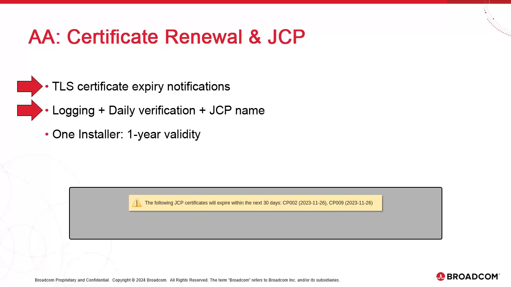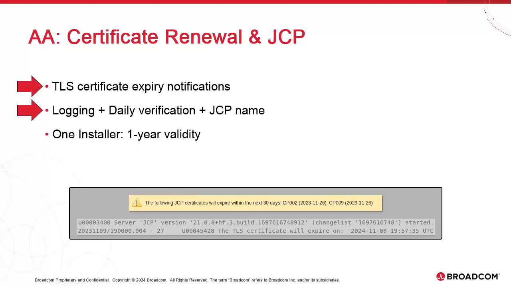If the certificate expires, JCP won't start, AWI and agents can no longer connect, and so administrators will want to stay on top of this. Irrespective of the situation, the date of expiration is always written to the JCP log. Also, notifications now include the names of the JCPs. This is a new feature of the service pack.